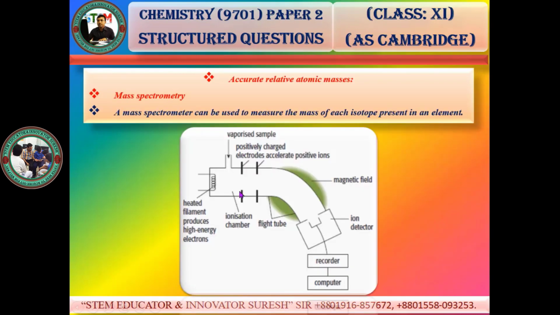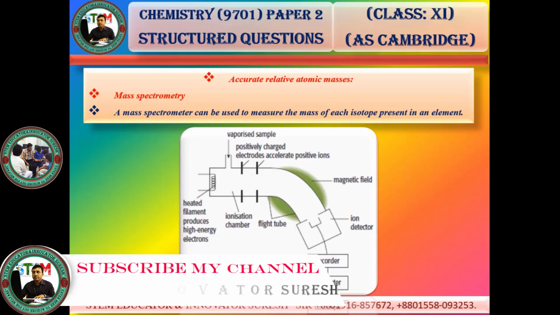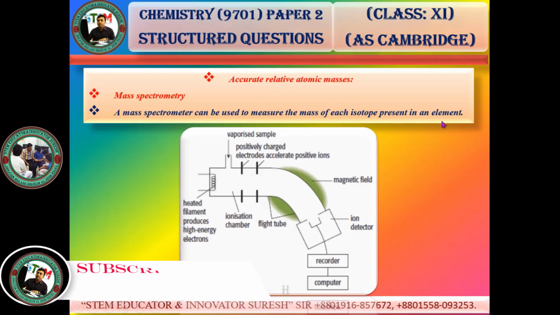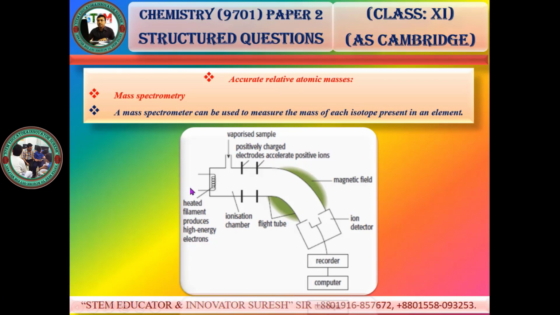Now, accurate relative atomic masses are usually found out by using a mass spectrometer, and the process is called mass spectrometry. A mass spectrometer can be used to measure the mass of each isotope present in an element. Okay, how does the mass spectrometer work? It is shown by this schematic diagram.